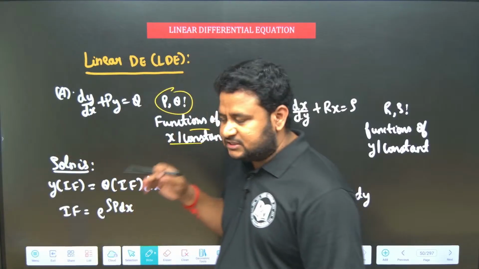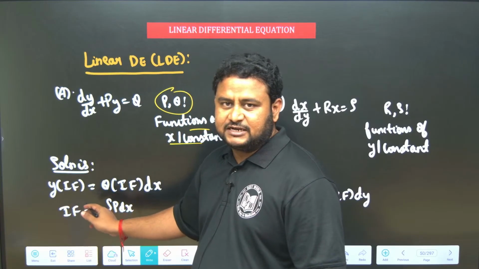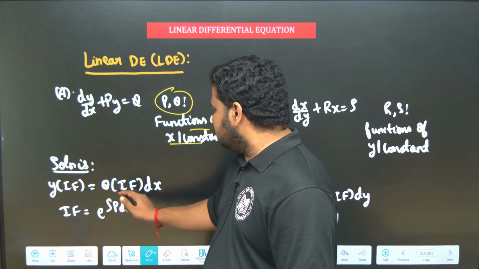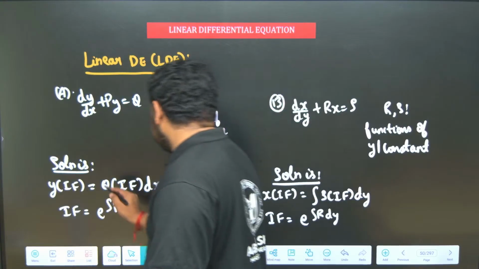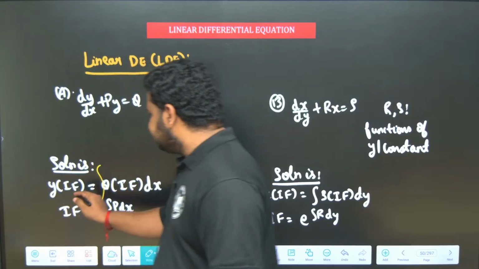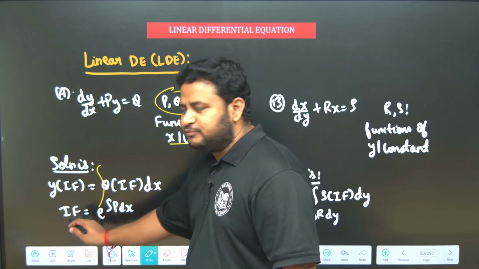When it is a differential equation in y, you will write it as: y times integrating factor is equal to the integral of q times integrating factor dx. Okay, y times integrating factor, you have to write the integration sign. What do we mean by integrating factor?